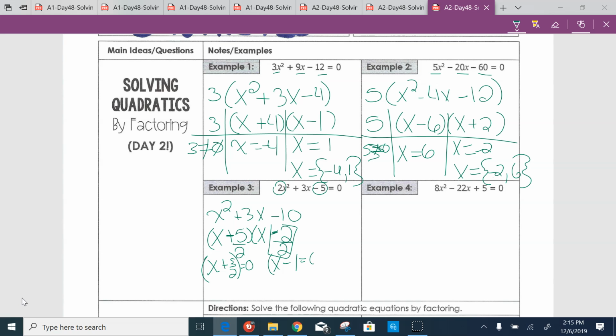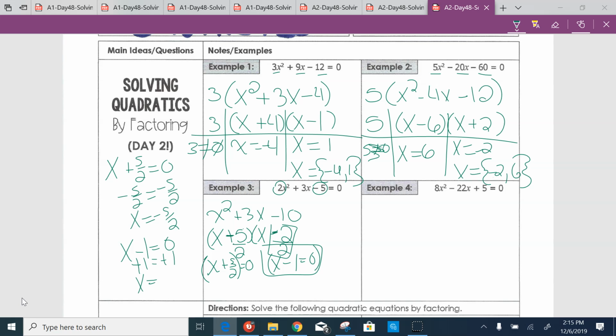x minus 1 equals 0. So if I take x plus 5 halves equals 0, and I solve it just like I did all my other terms in the previous problems, I get negative 5 halves for my first root. And then I get the second factor here, which is x minus 1 equals 0. I add 1 to both sides, and I get x equals positive 1. So my roots are x equals negative 5 halves and positive 1.